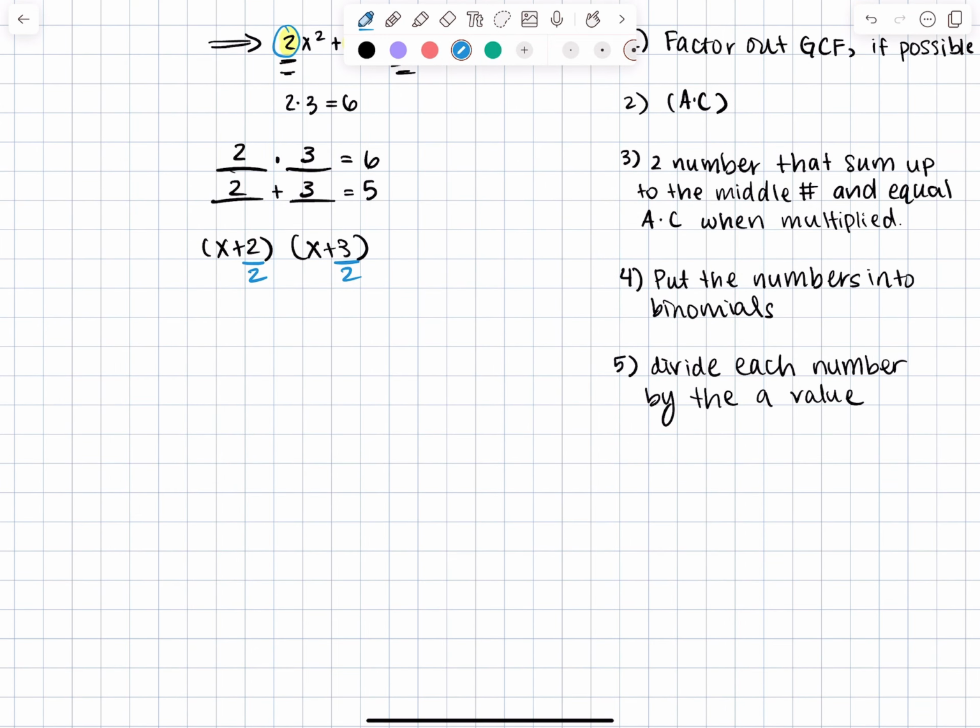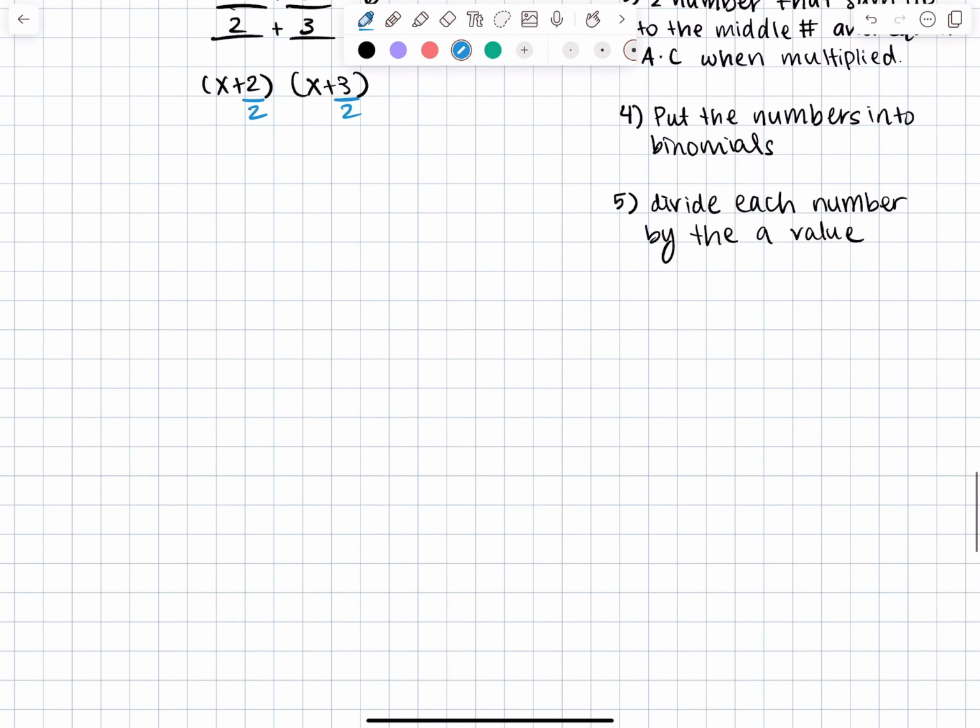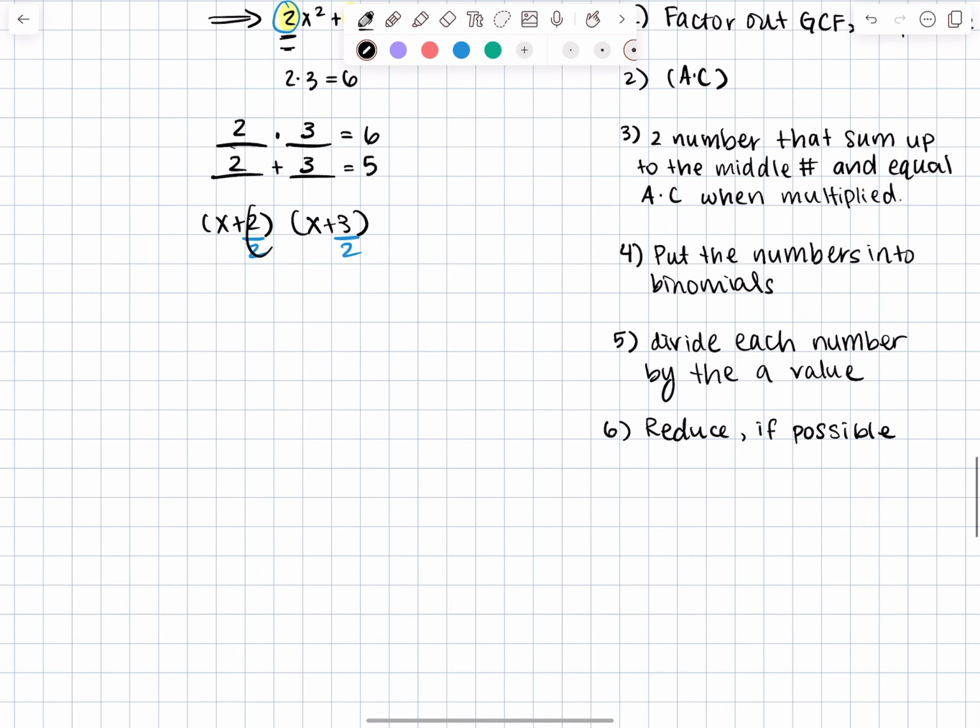Now we have our sixth step, which is reduce if possible. This basically means that here we have 2 and 2. So 2 divided by 2 is 1. So we can write this as x plus 1. And then 3 over 2 can't be simplified further, so that remains 3 over 2.